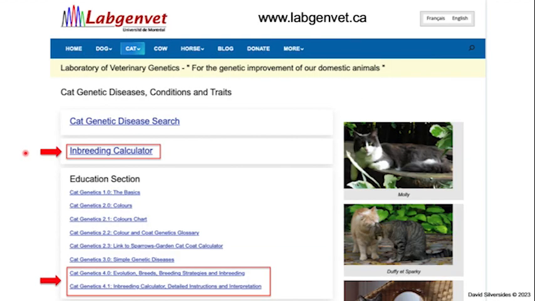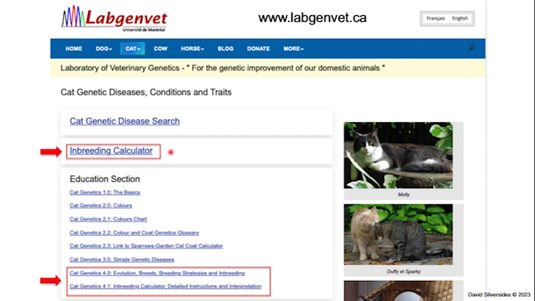But we're going to have help with this. On the LabGenVet website, we have an inbreeding calculator, and we have a discussion of inbreeding and breeding strategies, and instructions on using the inbreeding calculator and interpretation of the results.